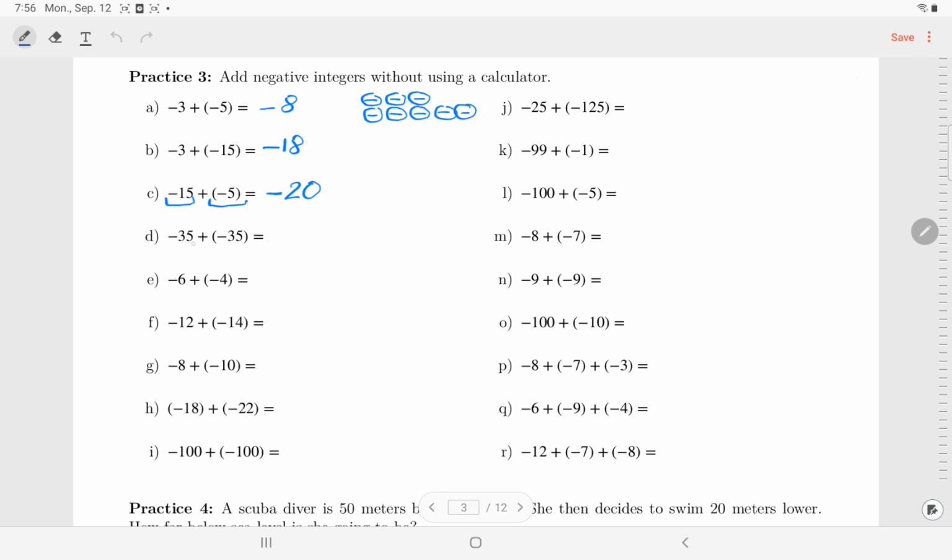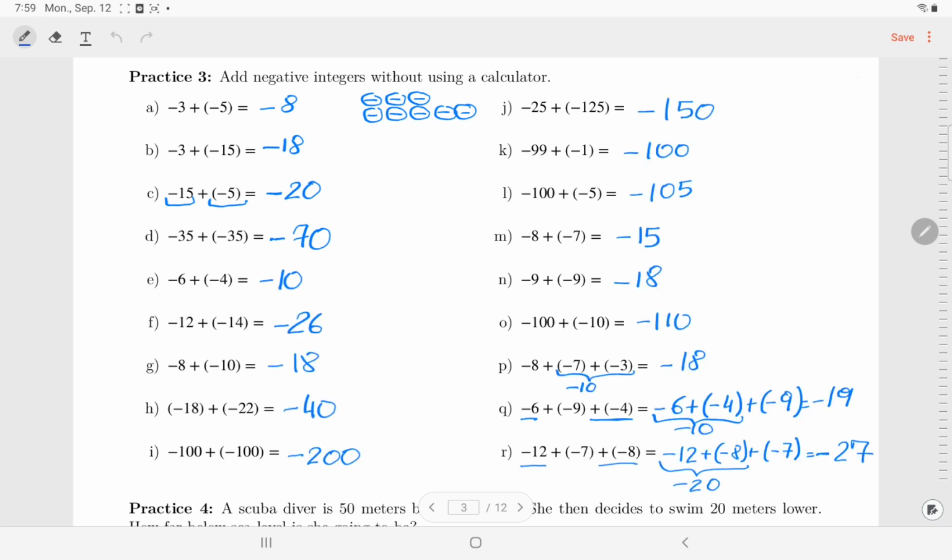And 35 plus 35 is 70. So negative 35 plus negative 35 is negative 70. Now pause the video and continue with the practice. Now check your answers.